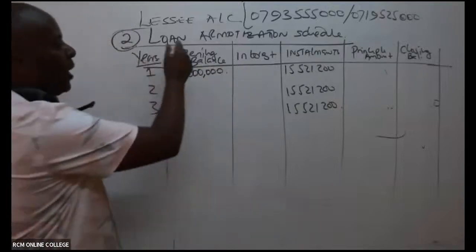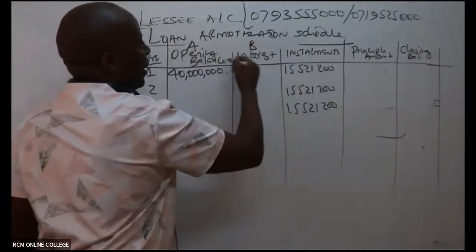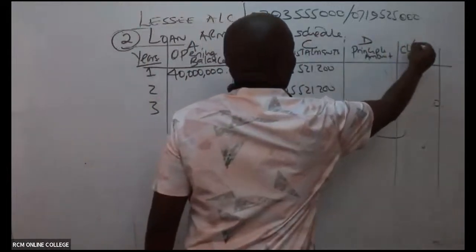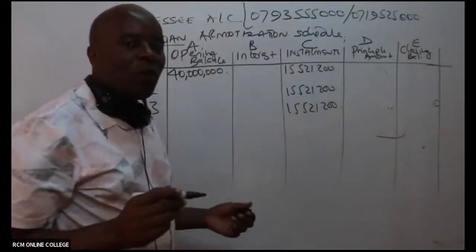So this is column A. Call this one here column A. Call this column B. Call this column C. Call this column D. Call this column E. So have they given us the rate of interest?